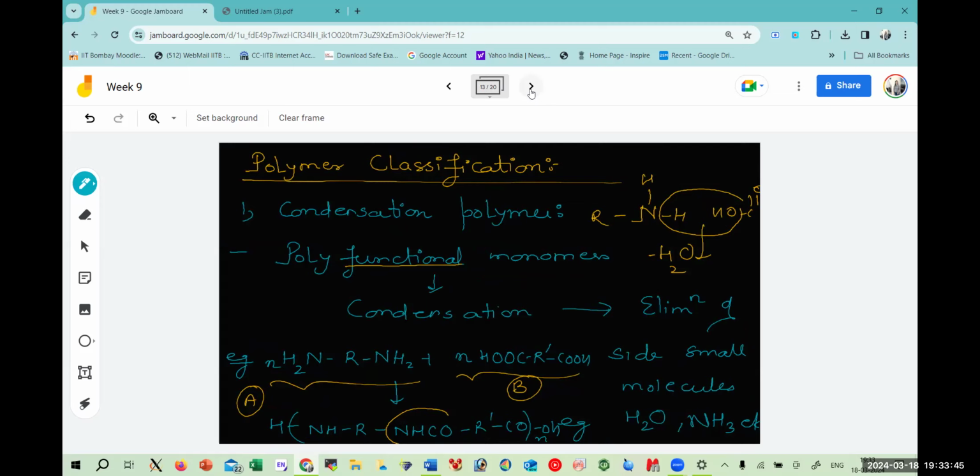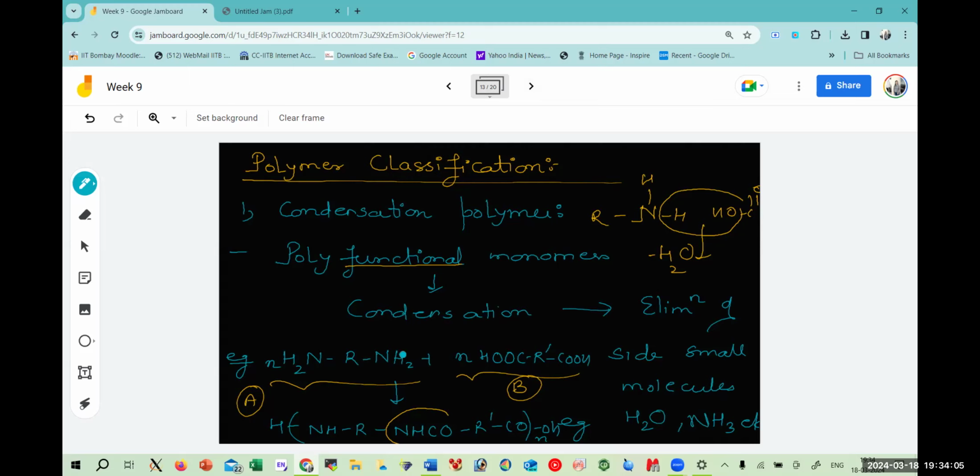The first type is condensation polymer. Condensation itself tells us that we are taking two different monomers and condensing them together. Whenever condensation happens, there is a loss of some molecules, because the entropy also increases. Say, for example, I have a diamine system and a diacid system.